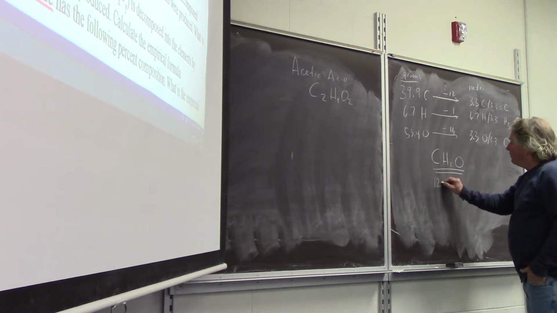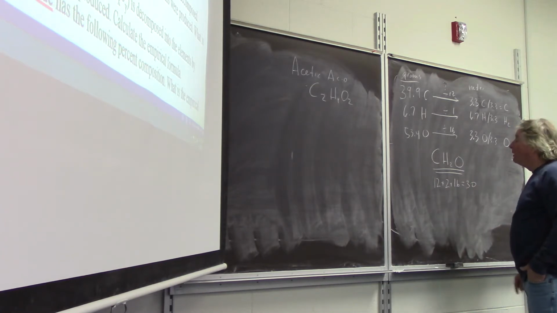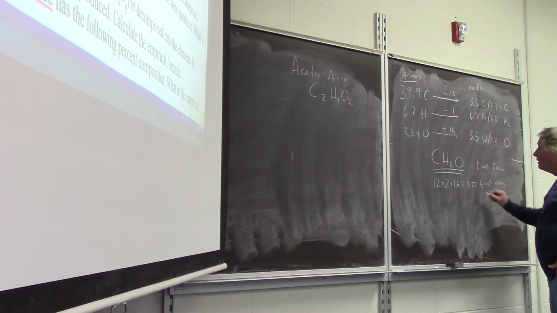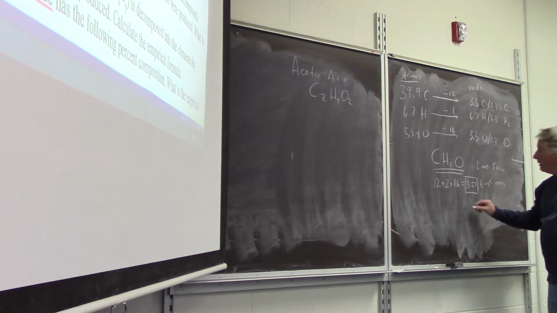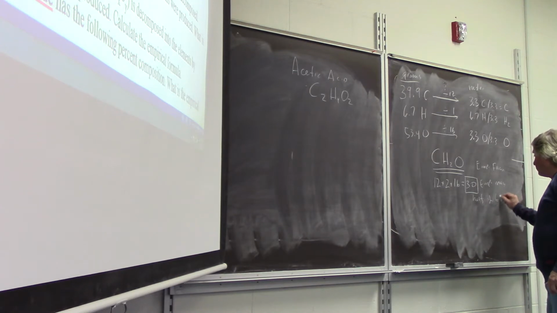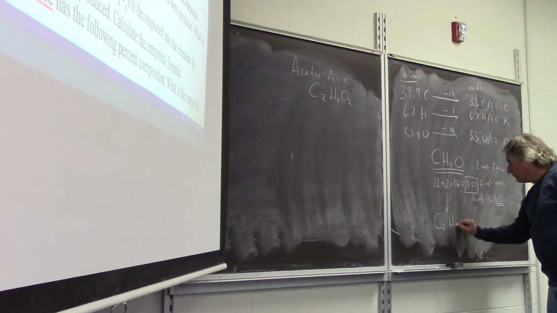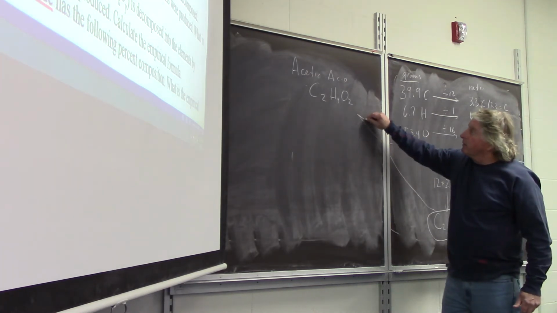So this will be 12 plus 2 plus 16 is 30. So the empirical mass, we can see that this is half of 60, which is given in problem 10. So we have to multiply this by 2. And my goodness, they're the same, right?